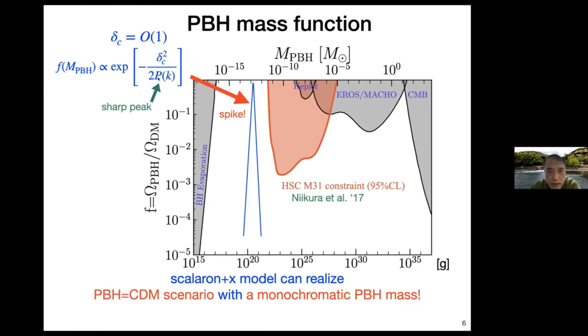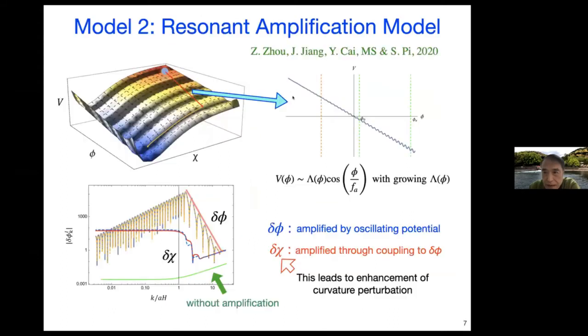So this means that if you have a peak in P, which becomes order 1, or not order 1, 0.01 or something, and the remaining part is very, very small, then you have essentially a spiky mass function. So this model can produce a monochromatic primordial black hole mass spectrum, and it actually can be the cold dark matter of the universe.